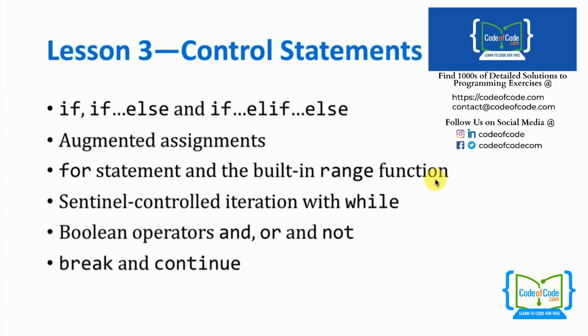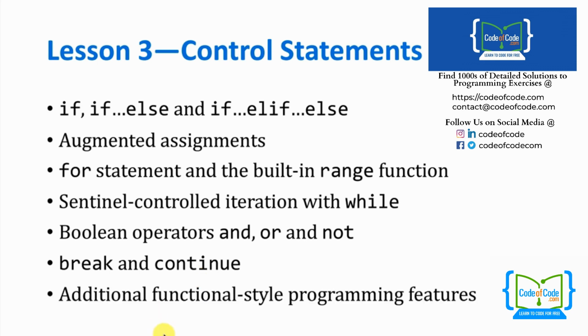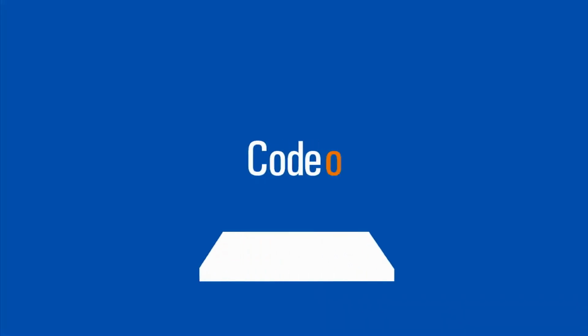We'll take a look at the break and continue statements and how they affect a looping structure in terms of when it finishes executing. You can use the break statement in a for or a while to immediately terminate the loop, and we'll also take a look at the continue statement to skip the rest of the suite and move on to the next iteration of a loop. And then finally we'll take a look at a couple of additional functional style programming capabilities.